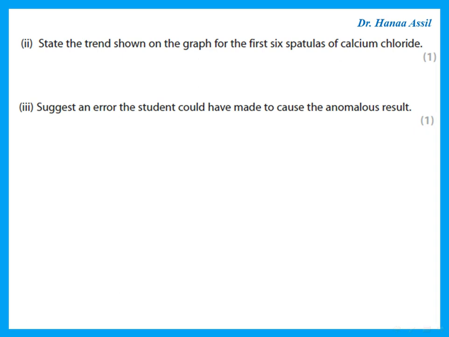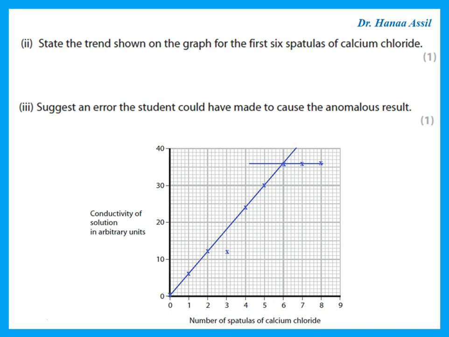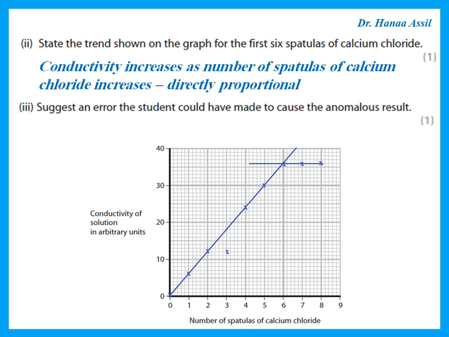State the trend shown on the graph for the first 6 spatulas. What is happening in the first 6 spatulas? Of course, the conductivity increases as the number of spatulas of calcium chloride increases, and it's actually directly proportional. Remember, if we have a straight line going through the origin, that means they are directly proportional.